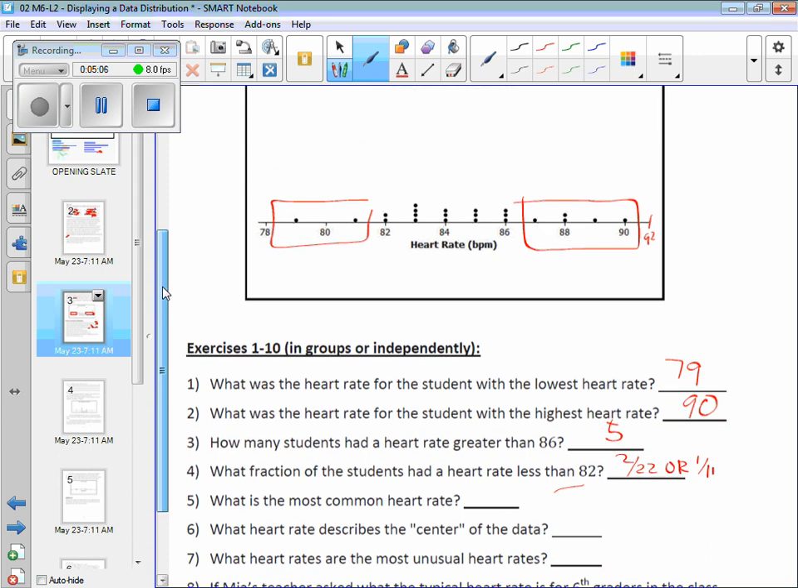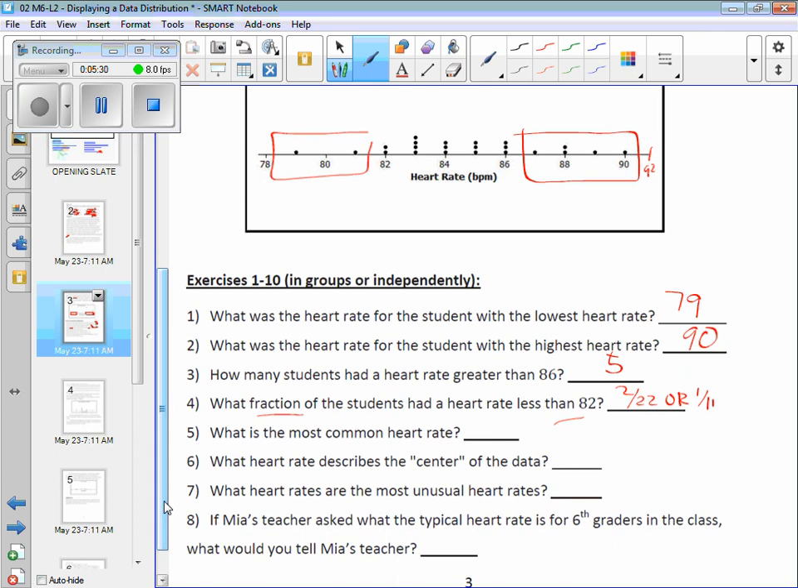Because I have two that are less than 82. This is an 81 and this is a 79 out of a total of 22 students. So they asked for a fraction here. And 2 out of 22 can be reduced to 1/11. That's why we reduced it.